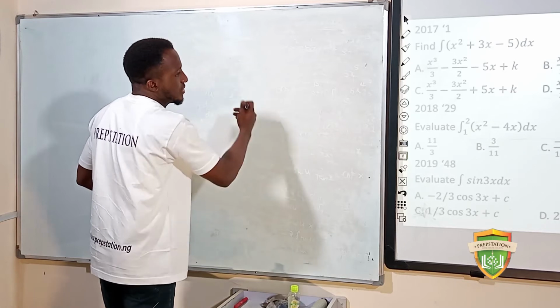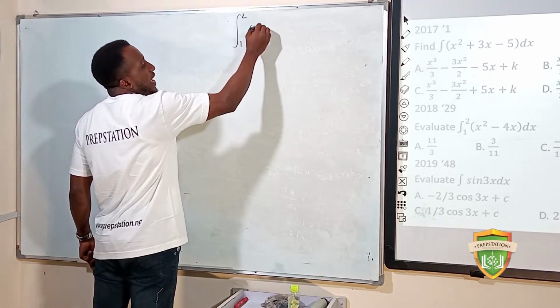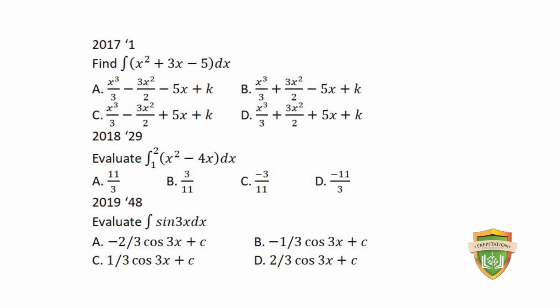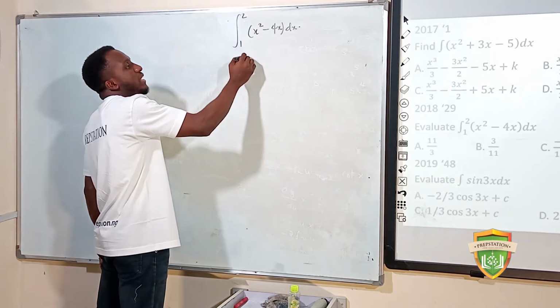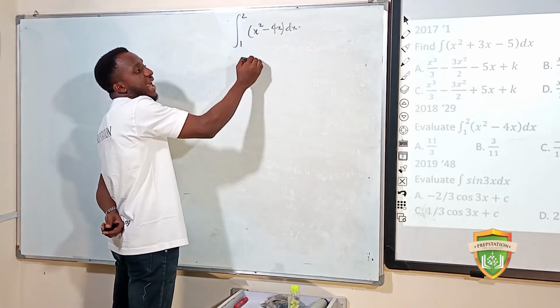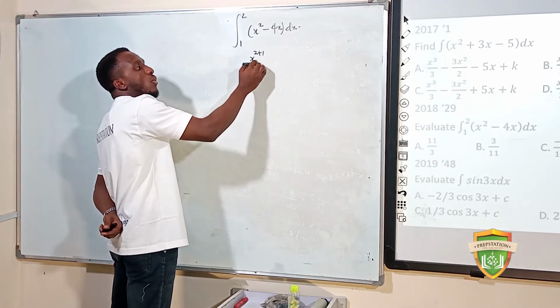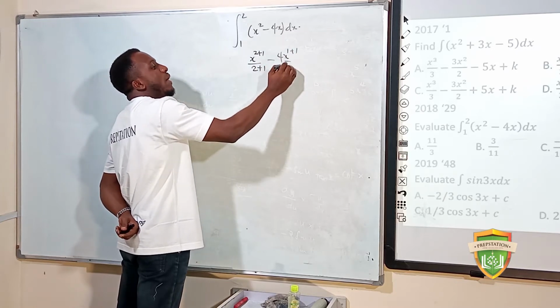It's similar to the one we just did. The only difference is we have the limits. So we have x squared minus 4x dx. So how do we solve this question? It's simple. We do what we did earlier. So we integrate this. If you integrate this, you have x raised to power 2 plus 1 over 2 plus 1 minus 4x raised to power 1 plus 1 over 1 plus 1.